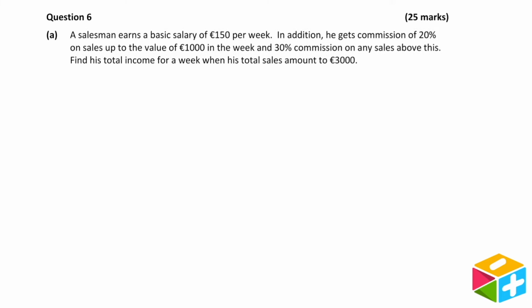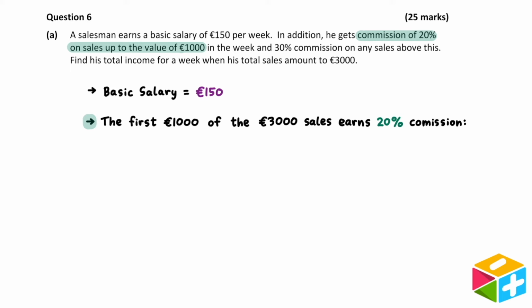The salesman's total income will compose of his basic salary along with the commission he earned. Here, we're told that the basic salary is €150. Now for the commission. Each week, the first €1,000 of sales earns 20% commission. So the first €1,000 of the €3,000 sales we made will earn 20% commission.